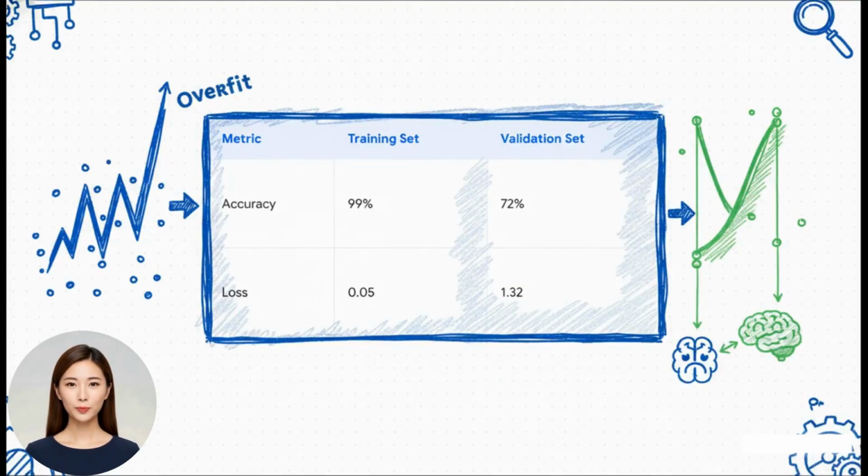And here it is, the smoking gun. Just look at these numbers. During training, the accuracy is an incredible 99%, and the loss is super low. Amazing, right? But then you look at the validation set. That's the data it hasn't been trained on, and the accuracy just plummets to 72% while the loss totally skyrockets. When you see that validation metrics are so much worse than your training metrics, yep, that's overfitting.